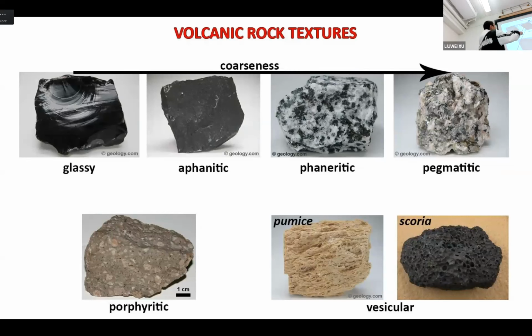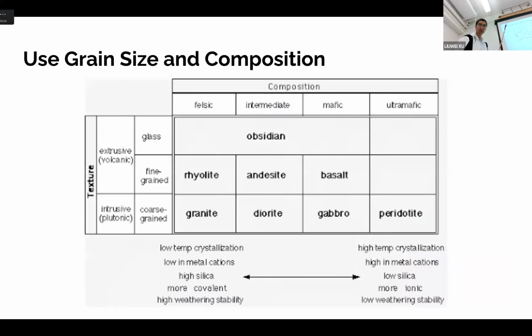This is a figure showing the texture. The coarseness of the rock increases from left to right, and there are some very special textures like the porphyritic and the vesicular texture.